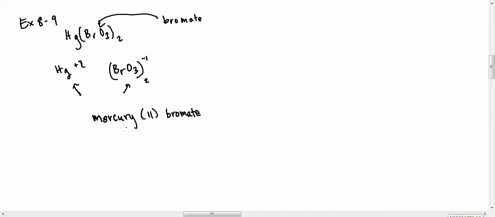And I don't need to worry about ending this thing in a different ending depending on whether it's the +1 or +2 version. I can literally just claim it right there. Okay, anyway, that's how you name this thing. This is mercury (II) bromate.